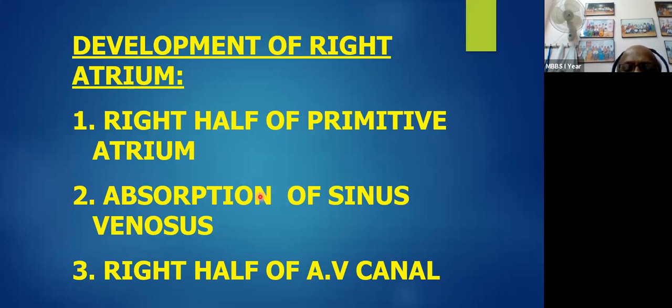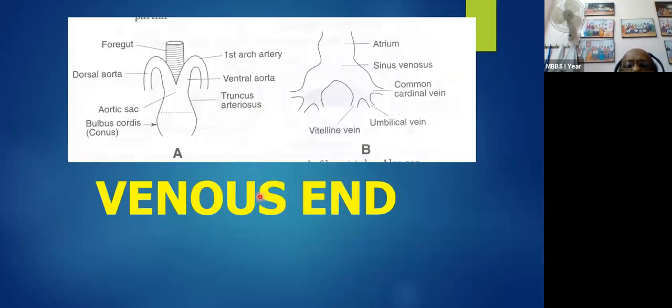A small part of the right atrium is developed from the right half of the AV canal also. Now, I already explained the venous end as well as the arterial end. This is the venous end with the right horn and left horn and the veins opening: common cardinal vein coming from the body wall, umbilical vein from the placenta, vitelline vein from the yolk sac. On the arterial end, the bulbus cordis is divided into conus and truncus arteriosus. The truncus arteriosus gives rise to the ascending aorta as well as the pulmonary trunk.